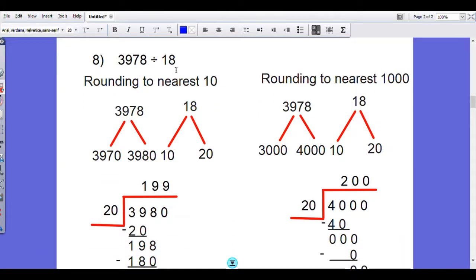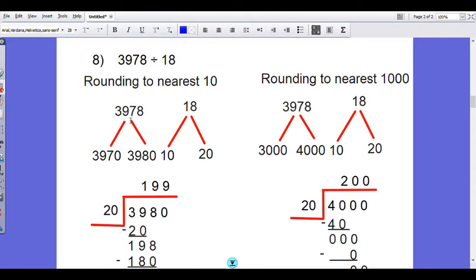3978 divided by 18. Now it is a four digit number, so three possibilities are there: nearest to 10, nearest to 100, or nearest to 1000. It's up to you, okay student. So we take here these two examples, 10 and 1000.